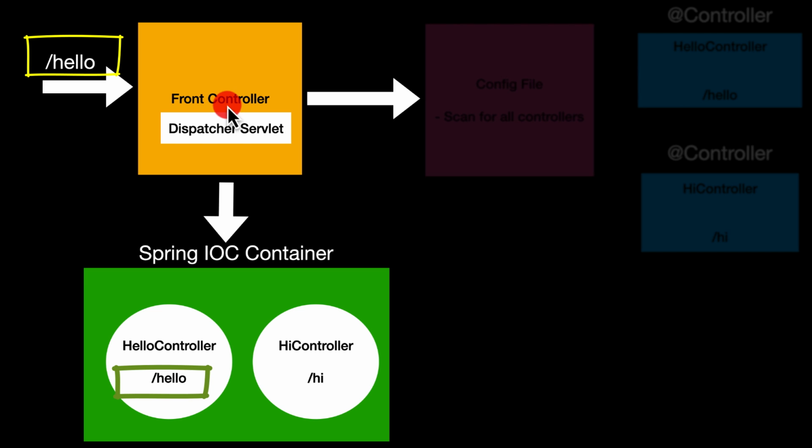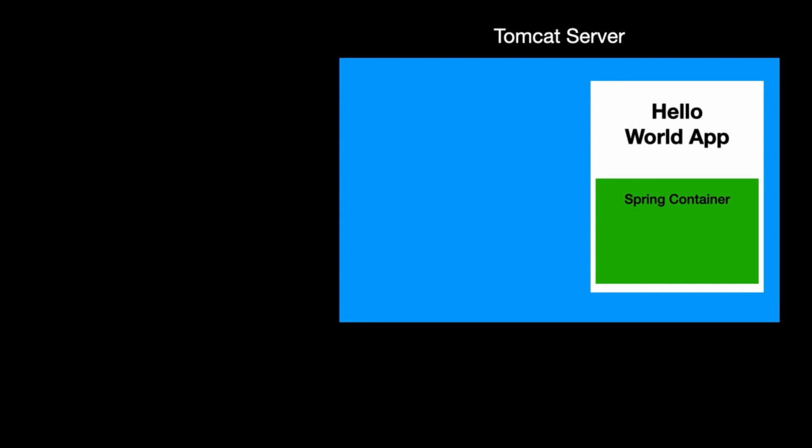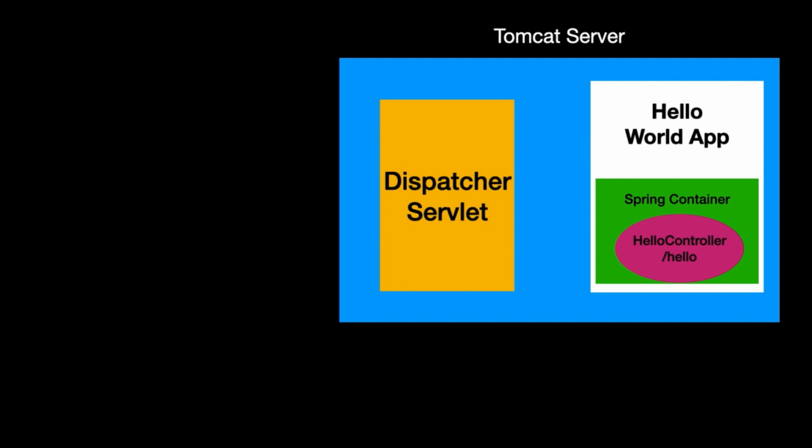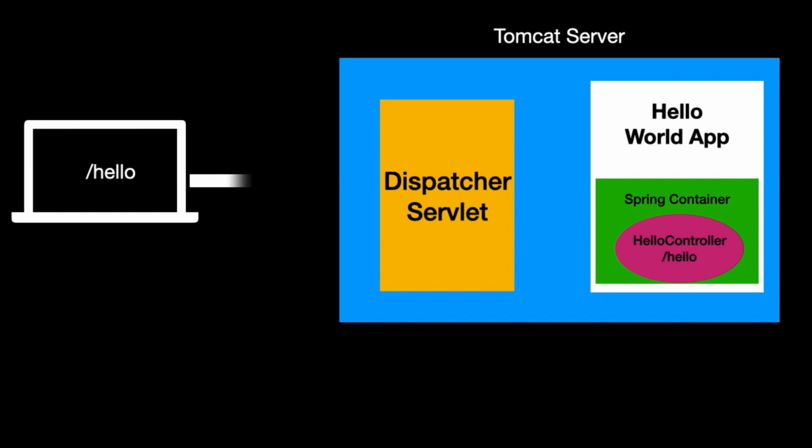So the front controller stays in front of the hello controller. That's why it's called a front controller. And this front controller is helping me to dispatch this request to a specific controller called a hello controller. And that's why it is also called a dispatcher servlet. It is a special servlet which is dispatching the incoming request to a specific servlet.